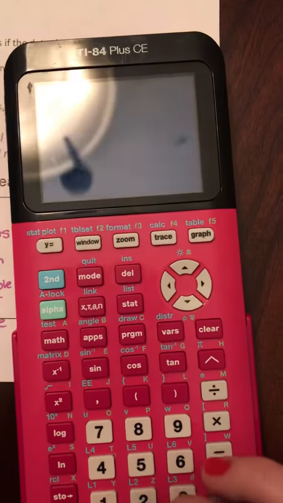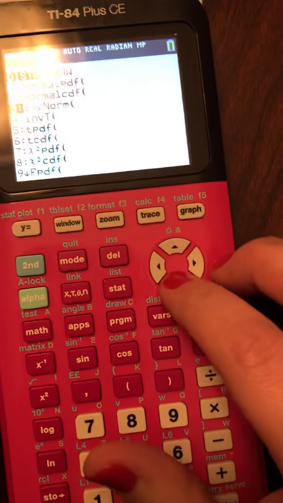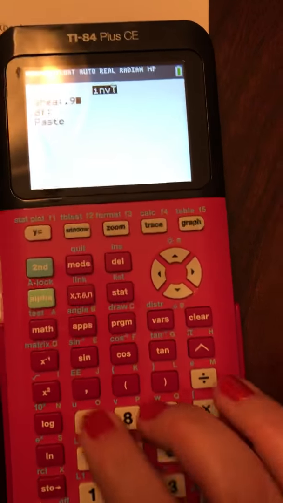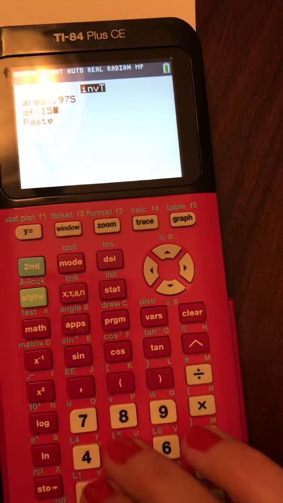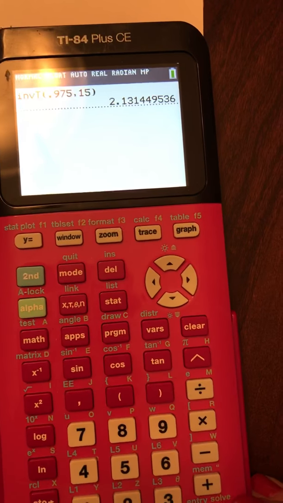Okay, and I can show you in the calculator. invT, right under invNorm. Type in your area, your degrees of freedom, and there's your T star.